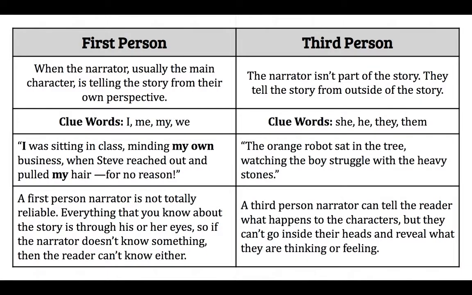So hopefully you remembered that first person uses clue words like I, me, my, and we, and that's when the narrator is usually the main character and is telling the story from their own perspective. Third person uses clue words like she, he, they, and them, and the narrator is not part of the story. They tell the story from outside.